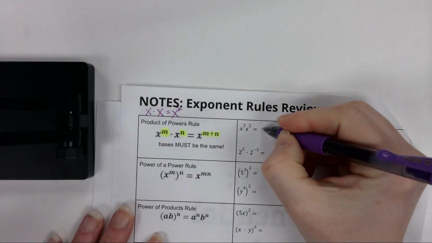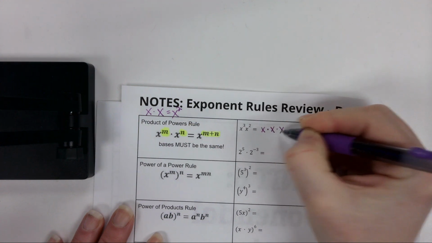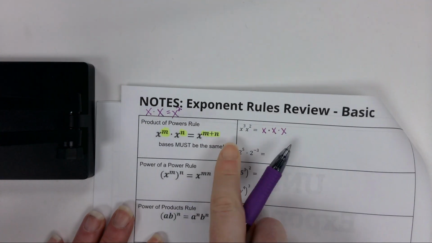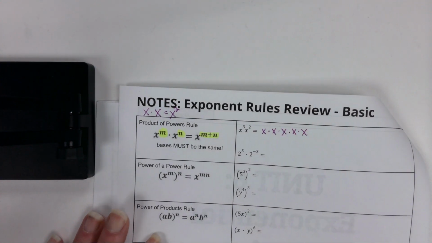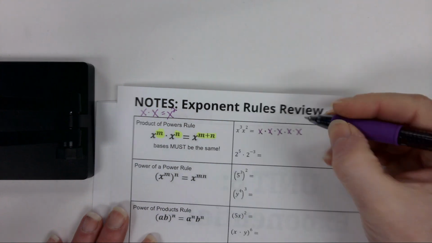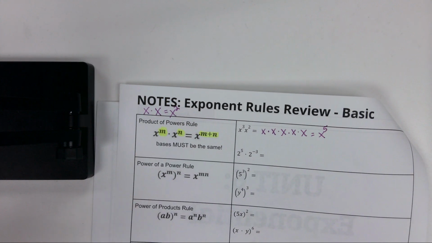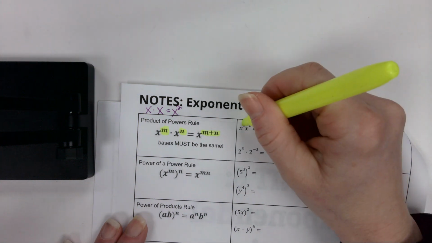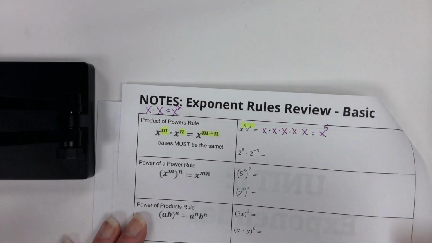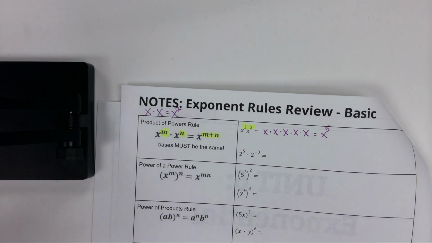This x cubed means x times x times x. X squared means x times x. So this is the same as x to the 5th power. And at first, if you go too fast, you might think, well, I'm multiplying, why do I add the exponents? Because the exponents don't represent the multiplication. They represent how many factors of x you have. And so 3 plus 2 is 5.